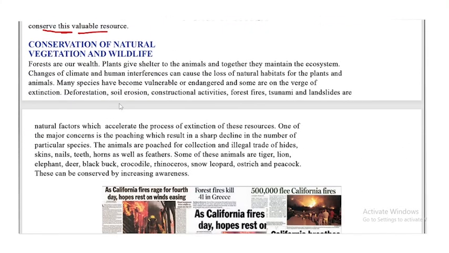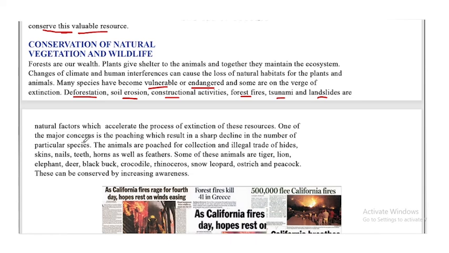Now, conservation of natural vegetation and wildlife. Forests are our wealth. Plants give shelter to the animals and together they maintain the ecosystem. Changes of climate and human interference can cause the loss of natural habitat for the plants and animals. Many species have become vulnerable or endangered, and some are on the verge of extinction. Deforestation, soil erosion, constructional activities, forest fires, tsunami, and landslides are factors which accelerate the process of extinction of these resources.